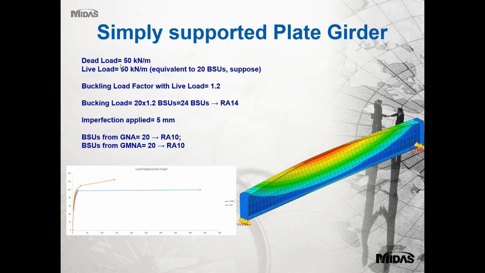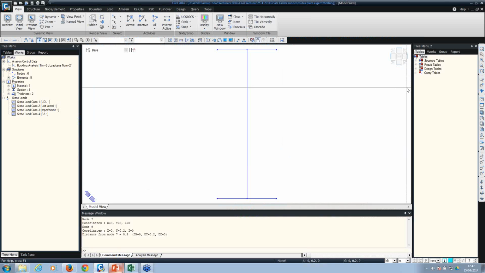We are assuming 50 kilonewtons per meter for dead load and 50 kilonewtons per meter for live load. This 50 is equivalent to 20 British standard units, or let's say it is equivalent to the assessment vehicle. We'll carry out buckling analysis, find out the imperfection shape, and then do nonlinear analysis on this example. So I'll take you straight to the finite element software and show you how it can be done.